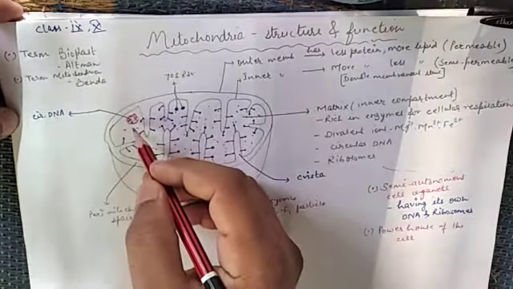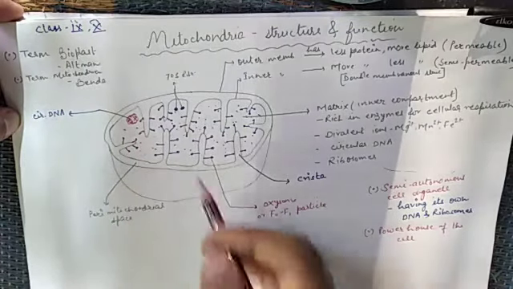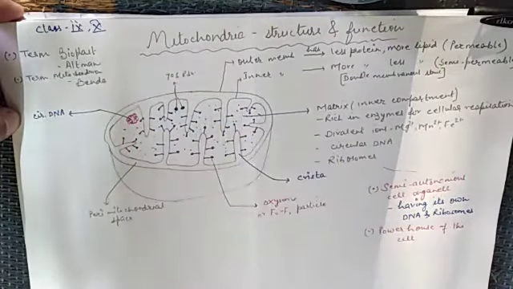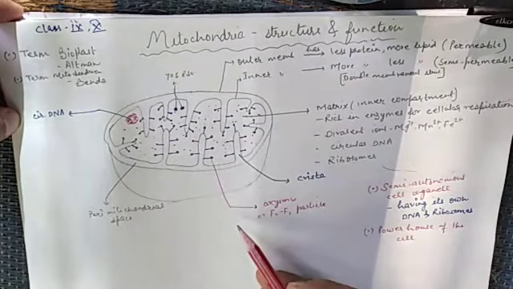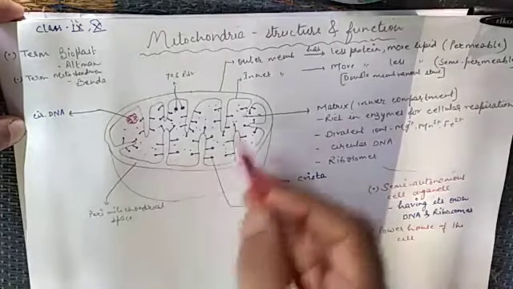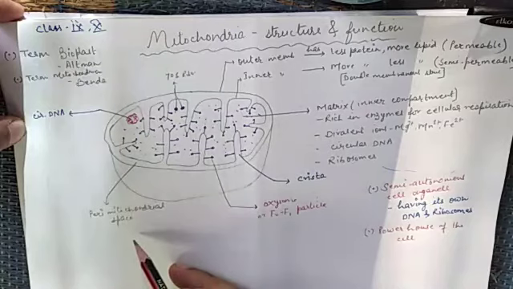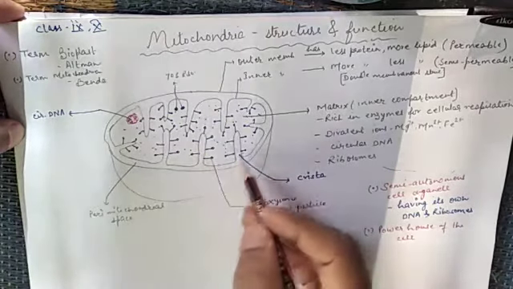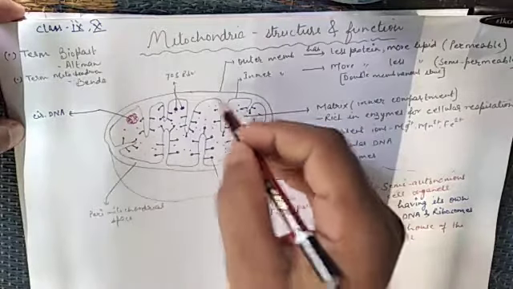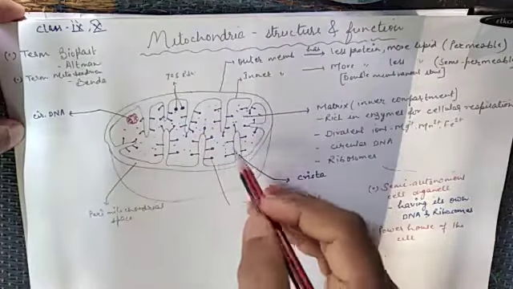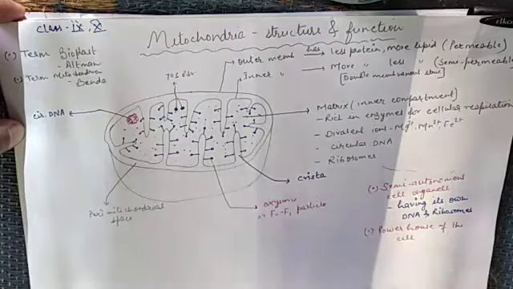Single, double-stranded circular DNA is found in mitochondria, along with ribosomes. 70S ribosomes are found in mitochondria, and 70S ribosomes are the characteristic feature of prokaryotic cells. Between the outer membrane and inner membrane, we have the perimitochondrial space, and the inner membrane is infolded into the matrix region. These infoldings are called cristae, and in singular it is called crista.